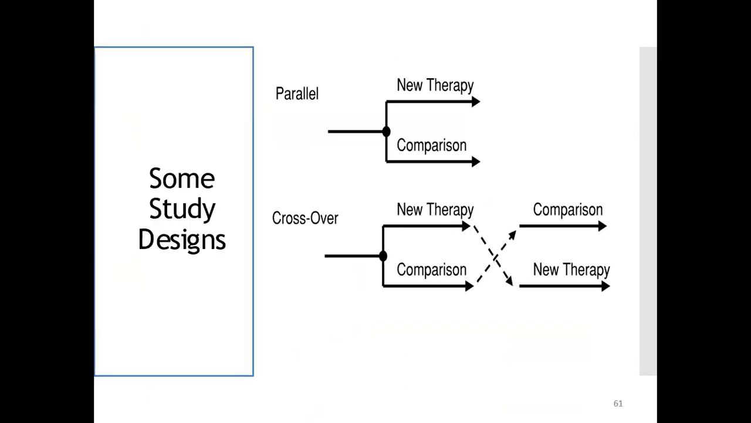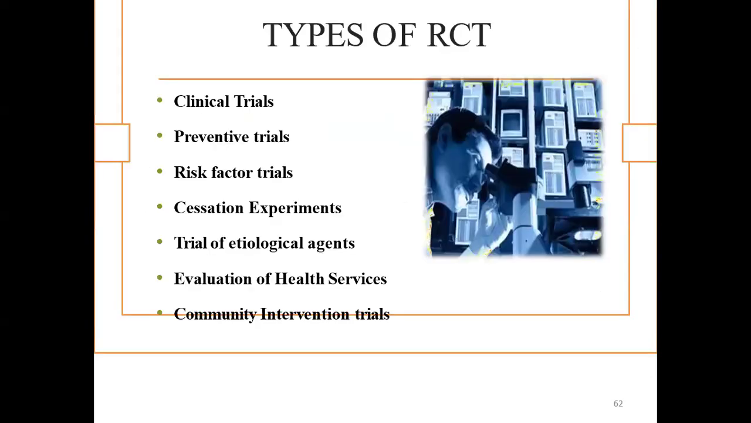So the randomized control trial study can be of different designs. Parallel designs, in which two parallel groups are there. The therapy is given and comparison is being done. And second is the crossover study design, in which each person will act as their own control. Then the types of RCT are also classified as clinical trials, preventive trials, risk factor trials, cessation experiment, trial of etiological agents, evaluation of health services, and community intervention trials.